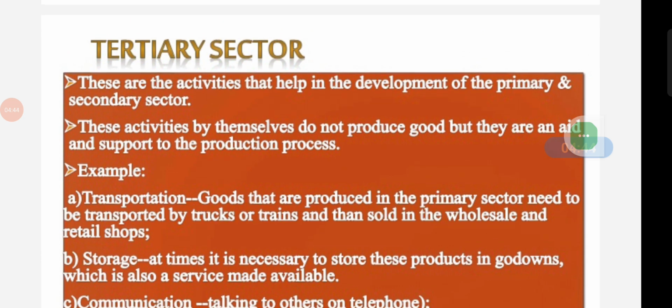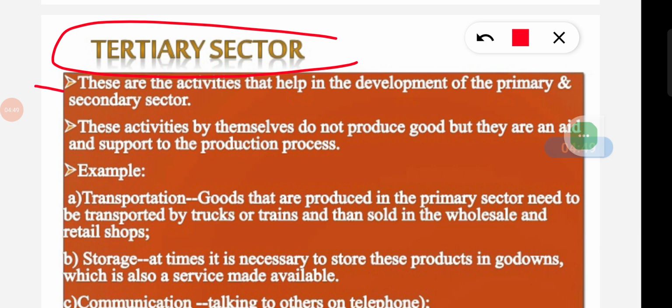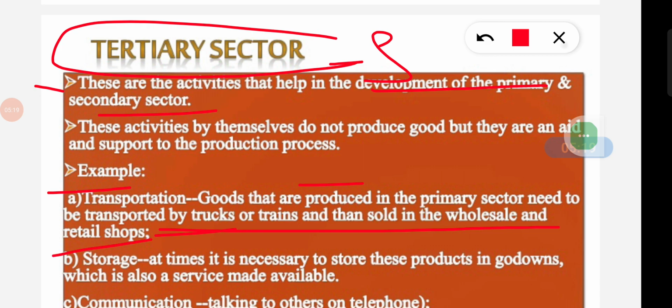And the tertiary sector. These are activities that help in the development of the primary and secondary sectors. This sector is also known as the service sector. Service sector means it provides services like transportation, police, and banking. This also helps the primary and secondary sectors. Goods produced by the primary sector need to be transported by truck or train and sold in wholesale markets and shops. Storage too; these are the tertiary sector.